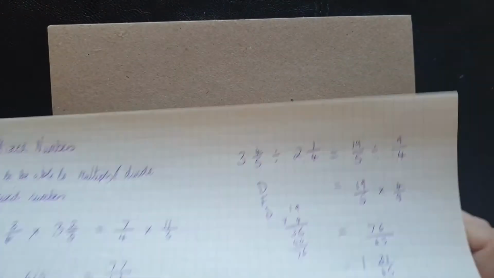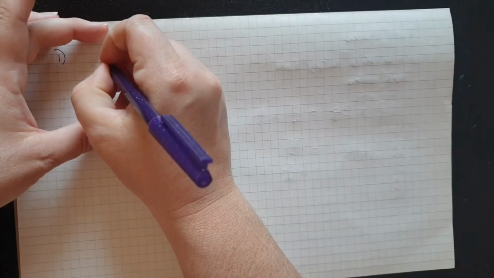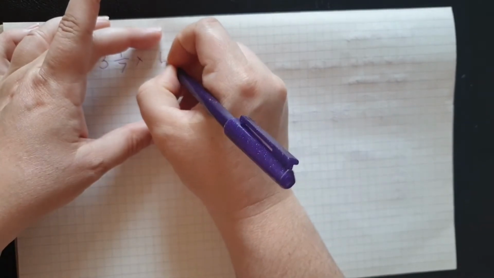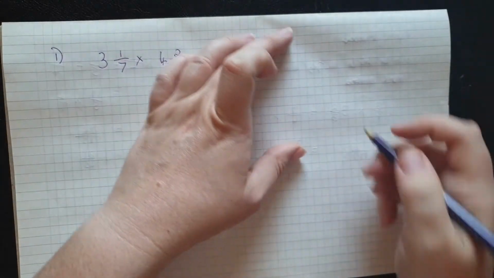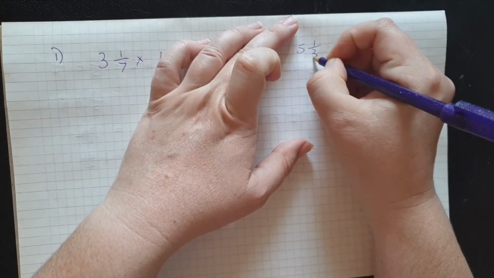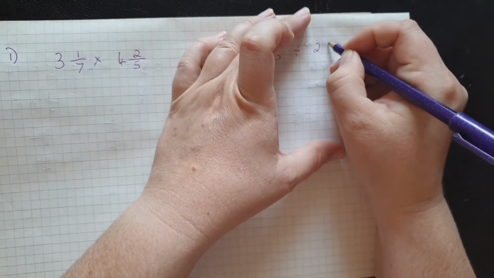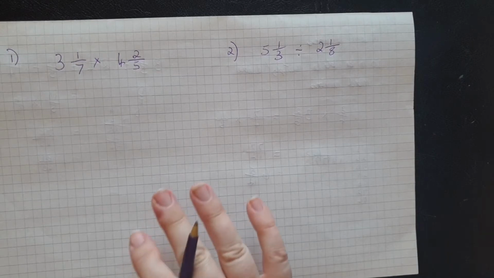As normal, 2 questions coming up. Work your way through them. Pause the video, and then check back to see what you've got for your answers. So, question 1, we will have 3 1/7 times by 4 2/5. Question 2, we will have 5 1/3 divided by 2 1/8. Work your way through, pause the video, and then check back in.